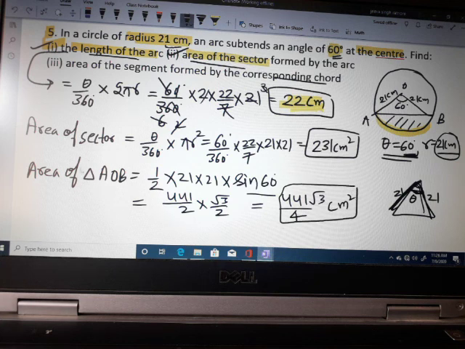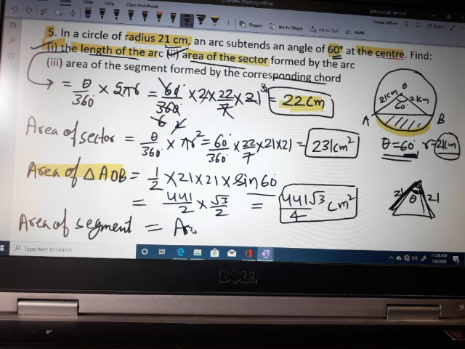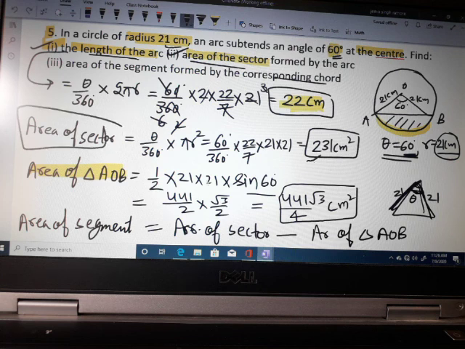Okay. Next, this is the area of triangle AOB. Now we have to find the area of the segment. The area of the segment equals the area of the minor sector minus the area of triangle AOB. Just put the value. Already we have found the area of the minor sector, that was this one. The area of the triangle, already found this one. You have to subtract this minus this. So you will get the area of the segment of the circle.